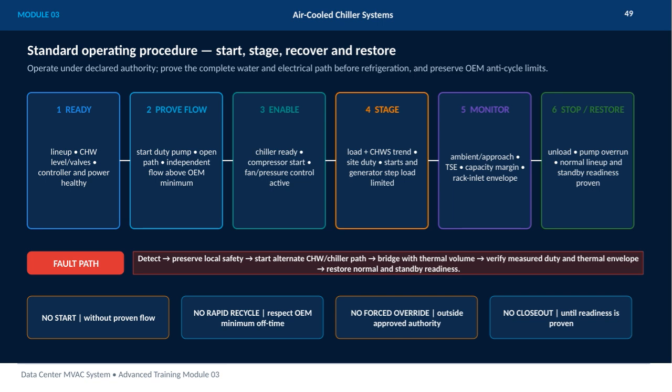readiness. Additionally, the fault path emphasizes detecting faults, preserving local safety, starting alternate chilled water or chiller paths, bridging with thermal volume, verifying measured duty and thermal envelope, and restoring normal and standby readiness. Crucially, there are strict prohibitions against starting without proven flow, rapid recycling that ignores OEM minimum off times, forced overrides outside approved authority, and closing out before readiness is proven. This approach ensures reliable and safe operation at all times.